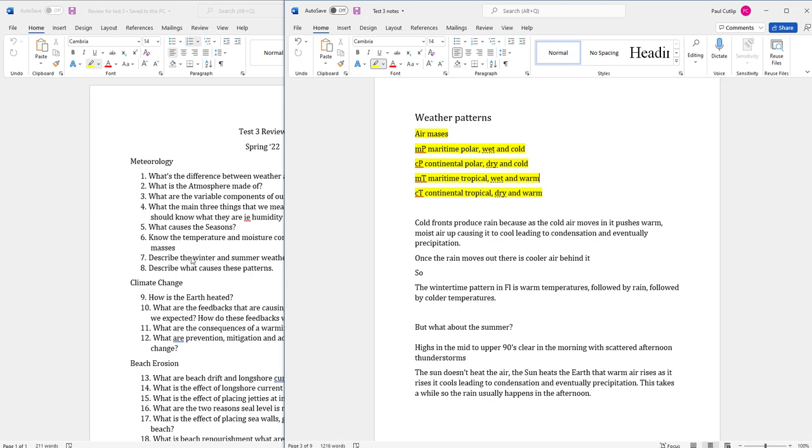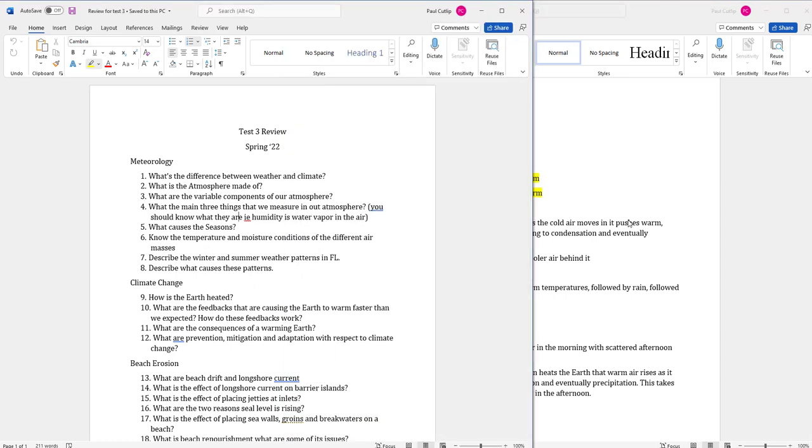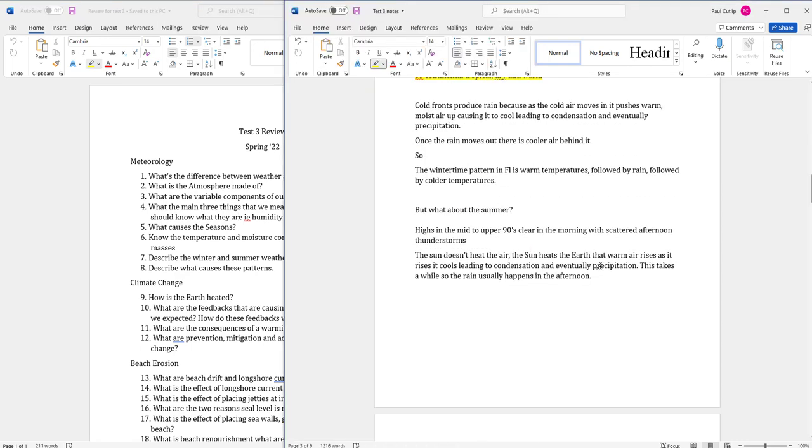Okay. Describe winter and summer weather patterns in Florida. And so remember that the winter time pattern is, warm temperatures followed by rain, followed by cold temperatures, right?